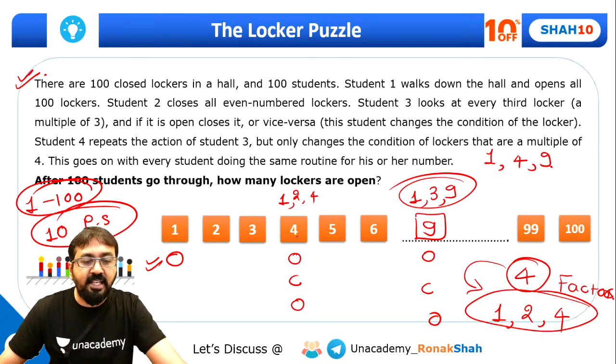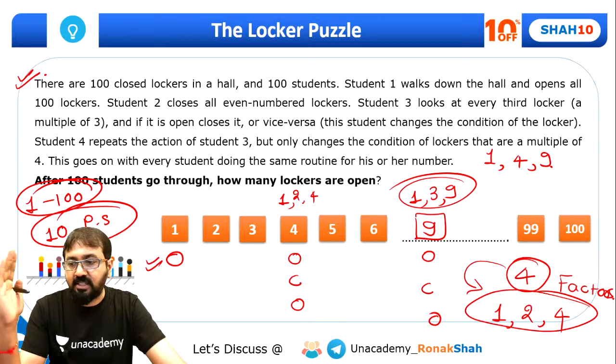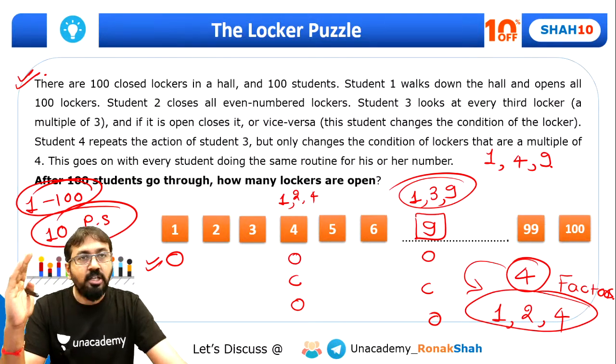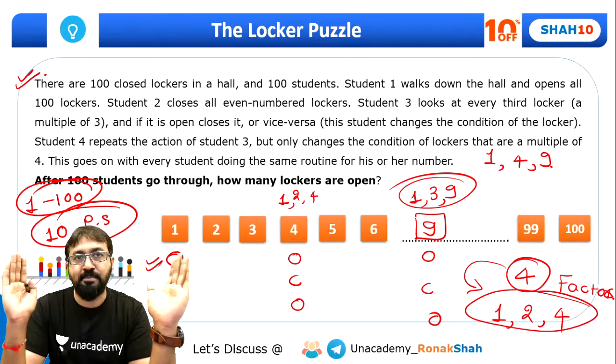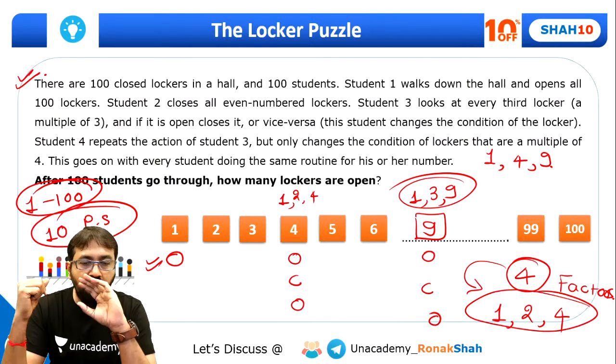And यहाँ पे वही लॉकर ओपन रहेंगे जिसके 1 फैक्टर है या 3 फैक्टर है या 5 फैक्टर है या 7 फैक्टर है, and so on and so forth. Guys, have you all understood this? कितने लॉकर्स ओपन रहेंगे? 10 लॉकर ओपन रहेंगे. कौन से? परफेक्ट स्क्वायर नंबर वाले. क्या सबको ये समझ में आया? Show me a thumbs up.